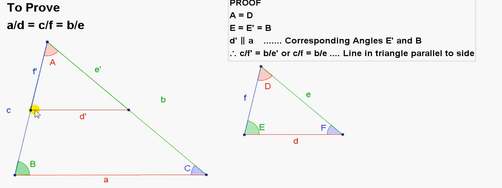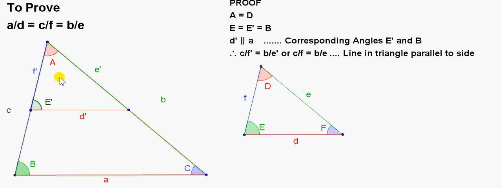The proof uses the theorem about a line in a triangle drawn parallel to one of the sides of the triangle. So to apply that theorem, we have to show that D prime is parallel to A. Well, of course, we know that angle A is equal to angle D, so that this triangle will fit exactly up here. Now, what about D prime, which is the image of D?